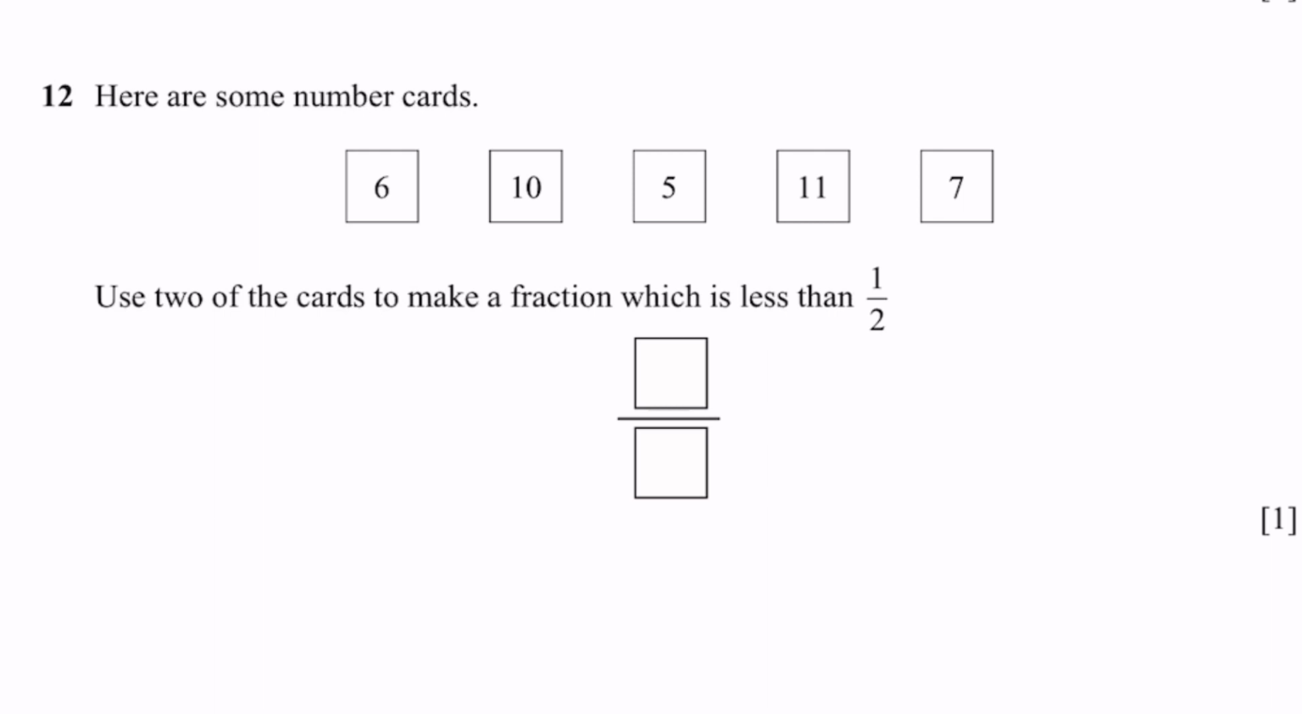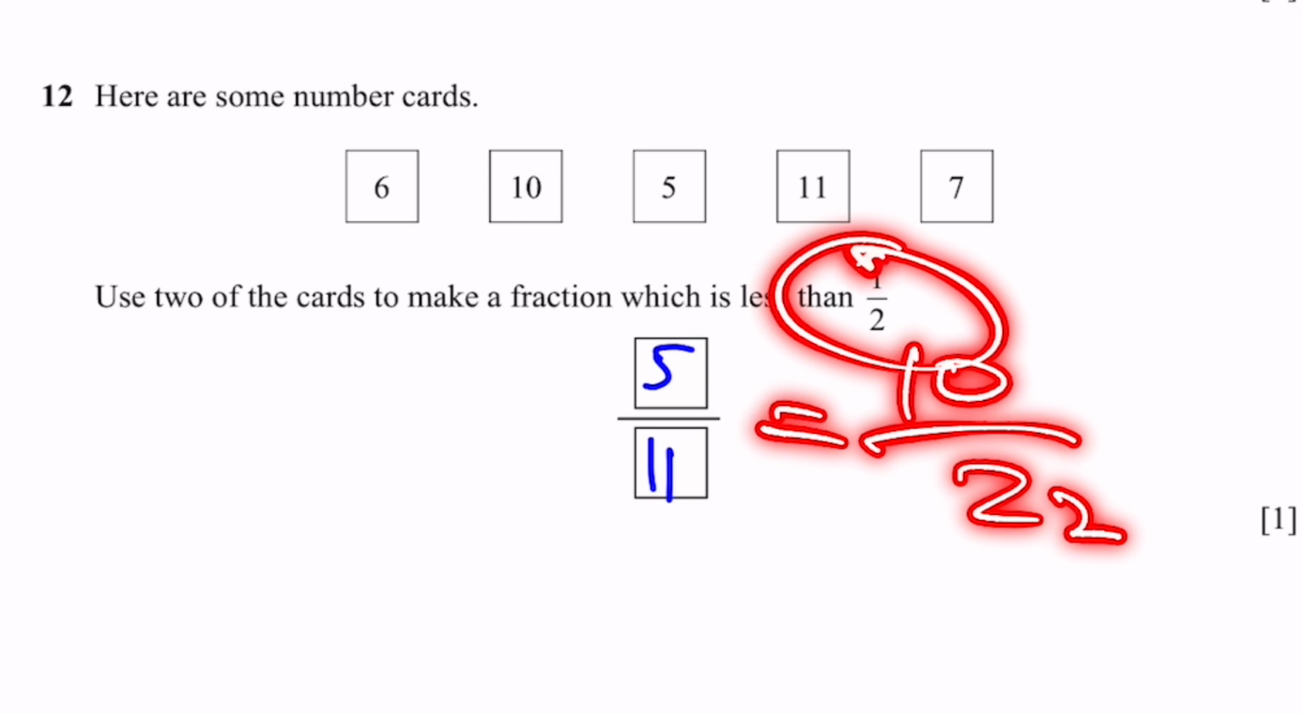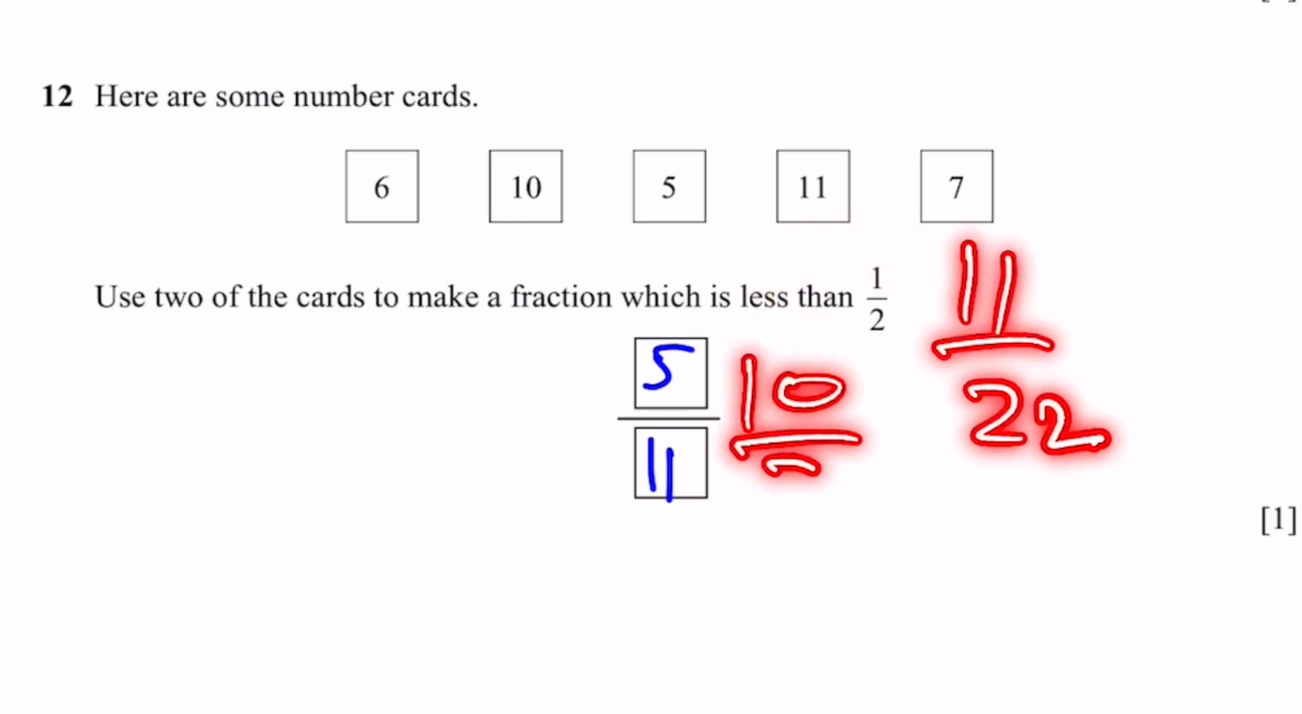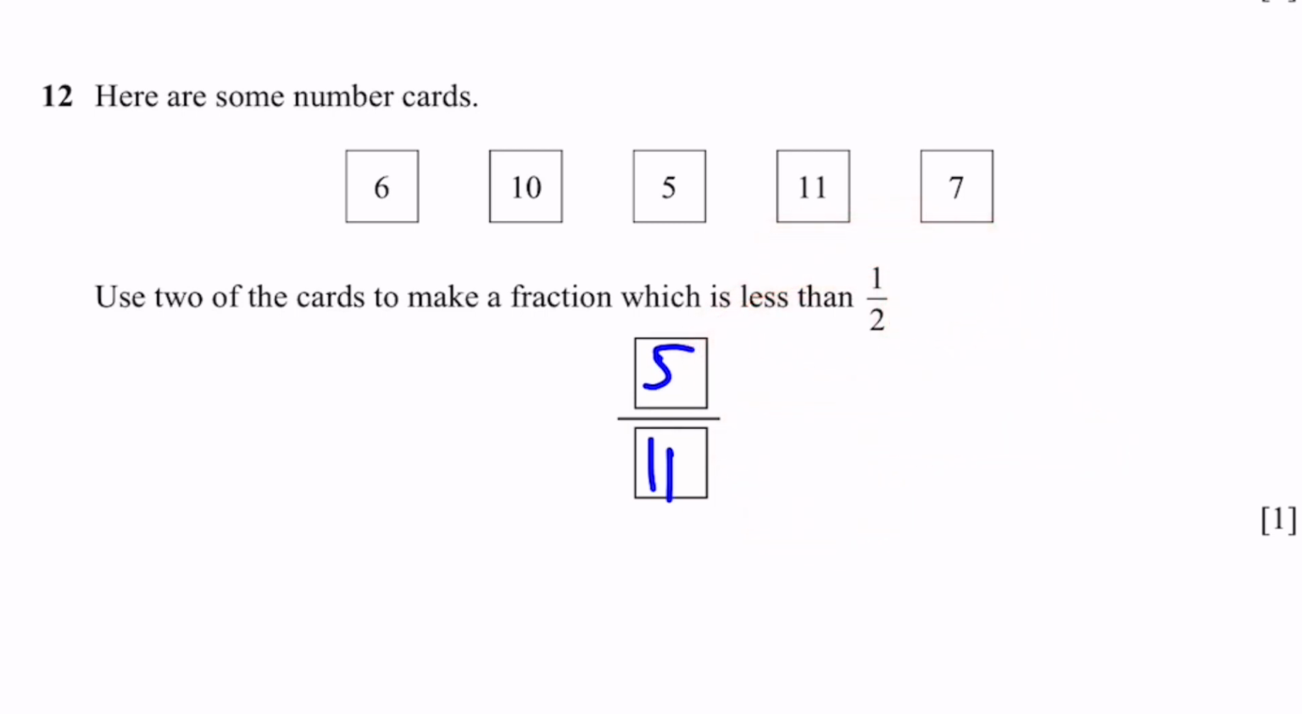So the smallest is 5 and the largest is 11, so we can write 5 by 11. To check this, we can say 5 by 11 is 10 by 22, and 1 by 2 is equal to 11 by 22. So this is 10 by 22, and that's less than 11 by 22, so it's less than half. Any other fraction which you tried is actually the wrong answer. You can try it out yourself.